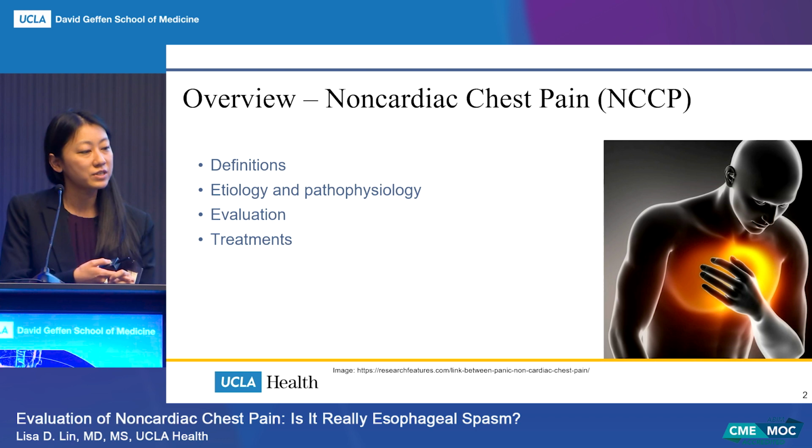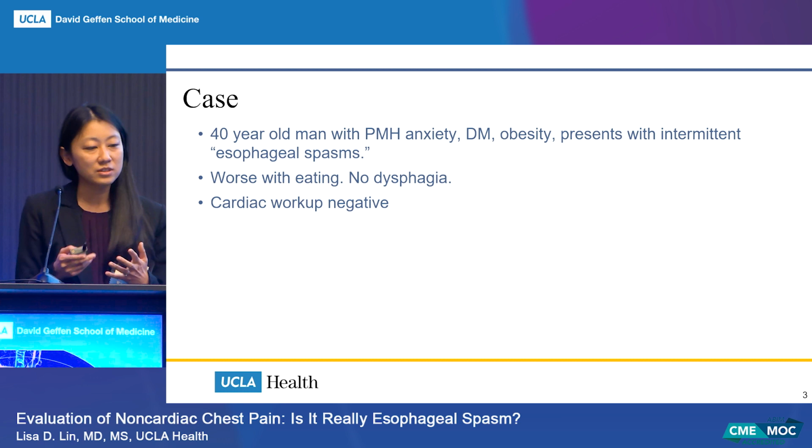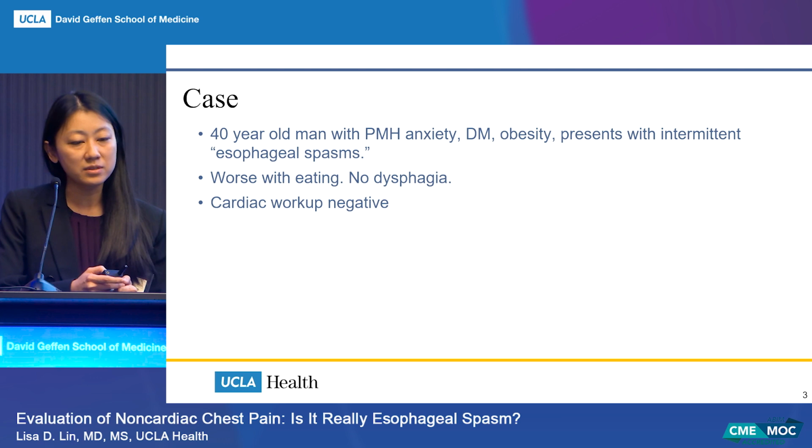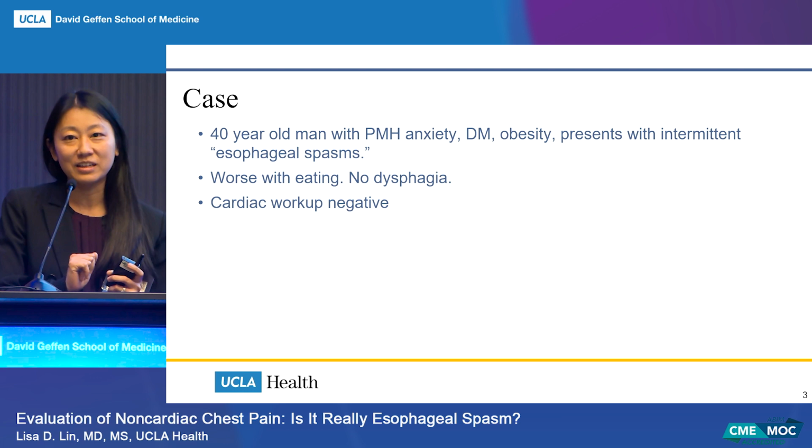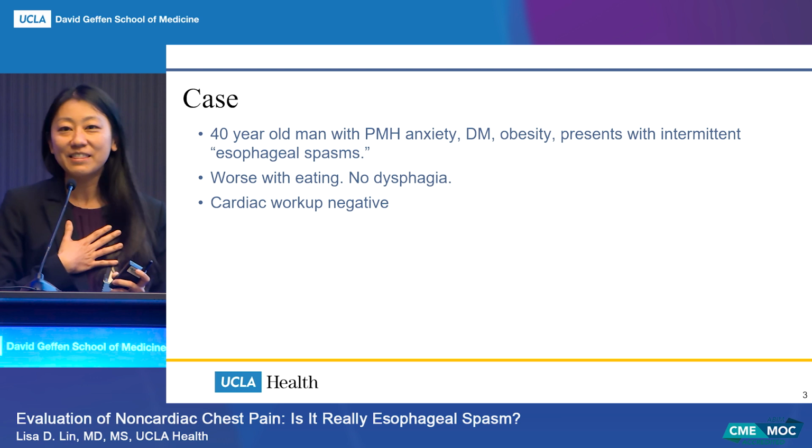This is just a sample case. You have a 40-year-old man with past medical history of anxiety, diabetes, obesity, who presents to your clinic with intermittent esophageal spasms. I think we've all seen this in our clinic before, right? Someone literally comes into the clinic and tells you, I think I have esophageal spasms. So we're going to talk about what to do with that.